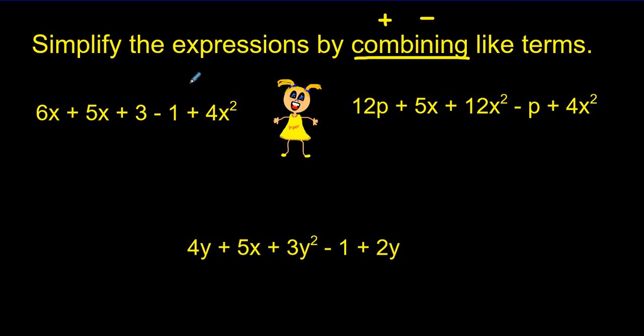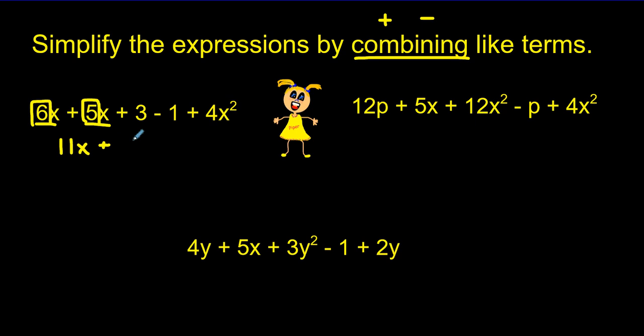So here we go. Let's see how you did. 6x and 5x are like terms, so we can combine those. What we're going to do is actually just combine the coefficients. So we add 6 plus 5 to get 11, and the variable factor x stays the same, 11x.